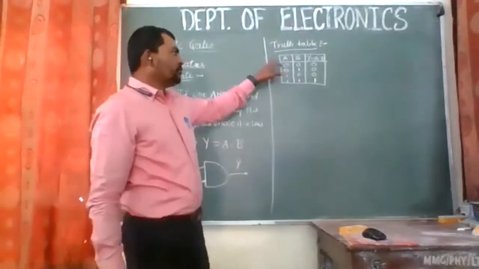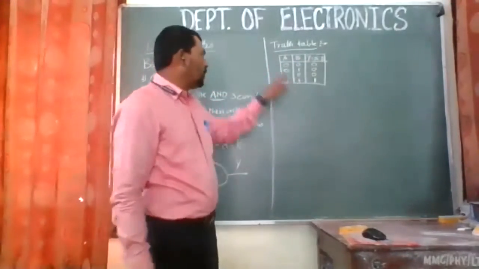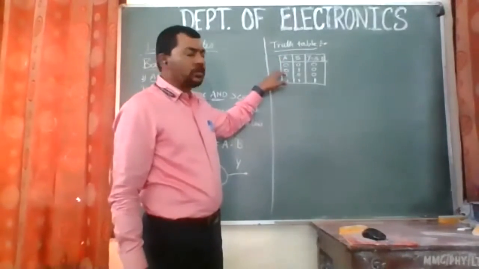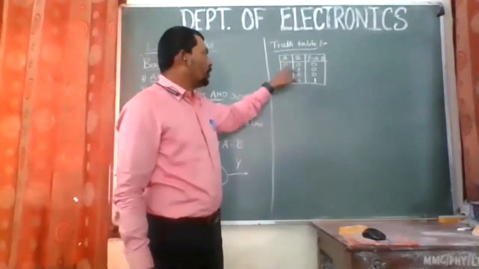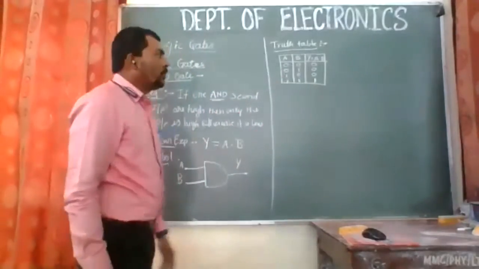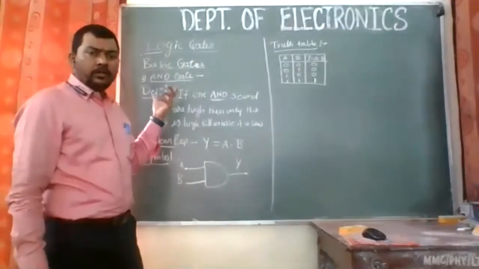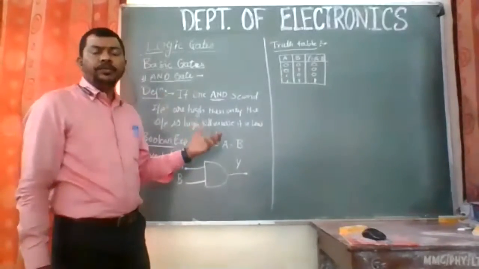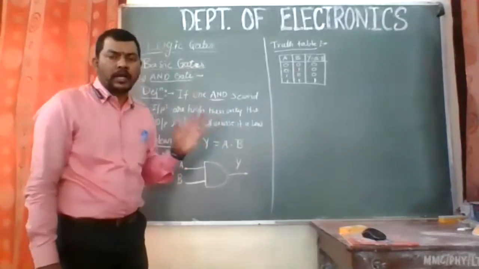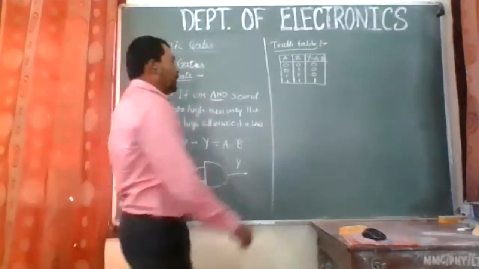So the truth table will have A and B as the inputs, and Y is the output where we are expecting the output. The possibilities in which we give the inputs are 0, 0; 0, 1; 1, 0; and 1, 1. The output will be 0, 0, 0, 1, right? Which implies that the output is high only if both the inputs are high. If both the inputs are high, then only the output is high, otherwise it is low. That is shown by this truth table.